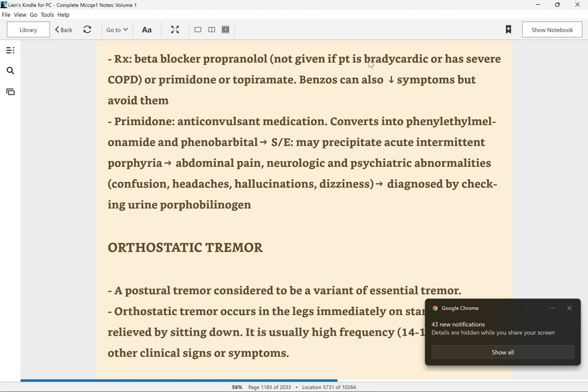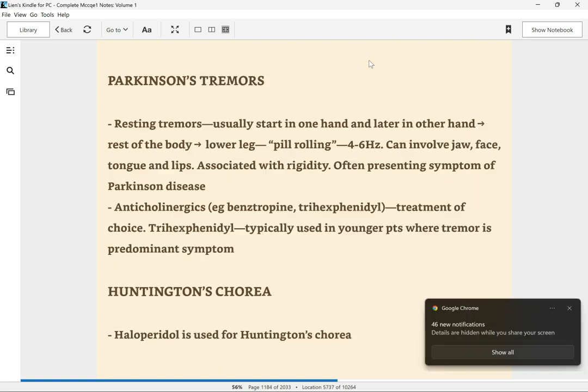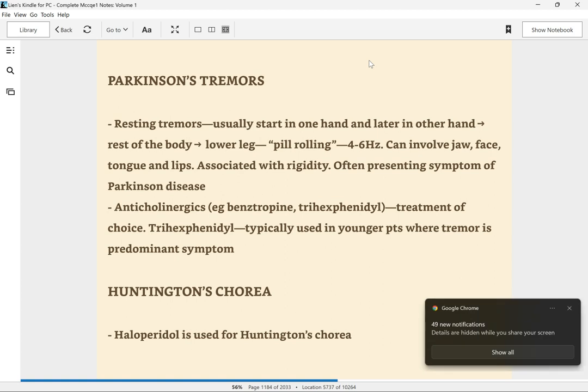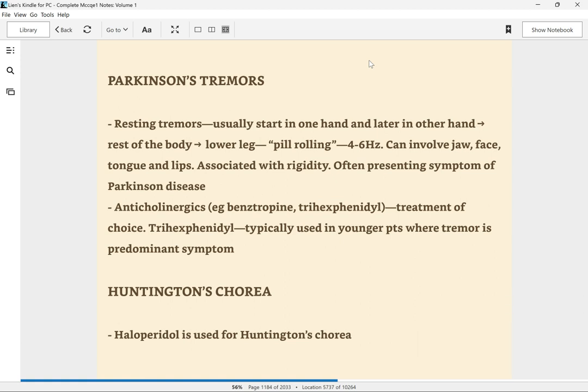It is usually high frequency, 14 to 18 Hz, without other clinical signs or symptoms. Parkinson's tremors: resting tremors usually start in one hand and later in the other hand → rest of the body → lower leg, pill rolling, 4 to 6 Hz. Can involve jaw, face, tongue, and lips.